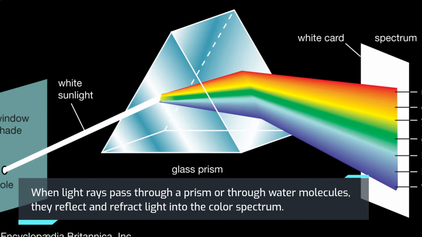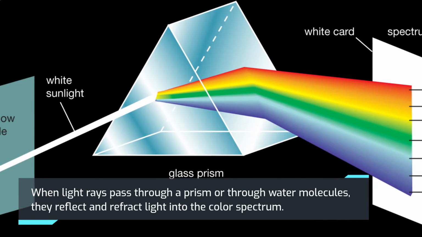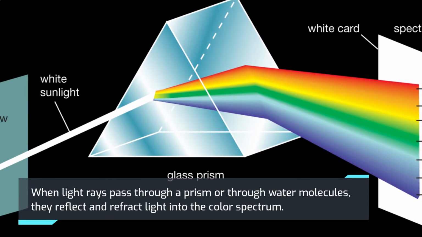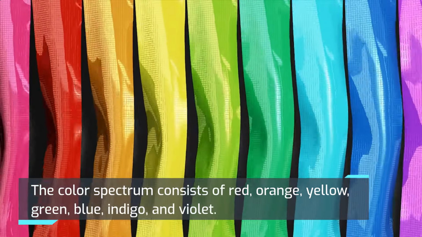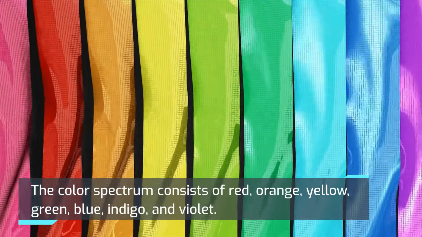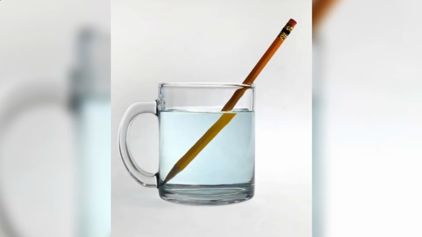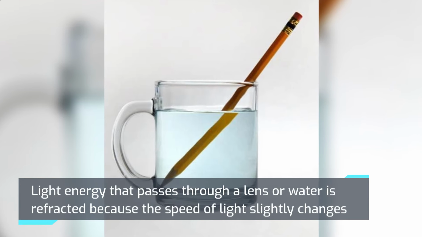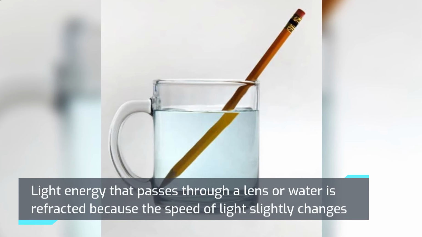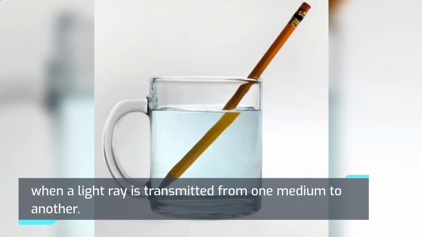When light rays pass through a prism or through water molecules, they reflect and refract light into the color spectrum. The color spectrum consists of red, orange, yellow, green, blue, indigo, and violet. Light energy that passes through a lens or water is refracted because the speed of light slightly changes when a light ray is transmitted from one medium to another.